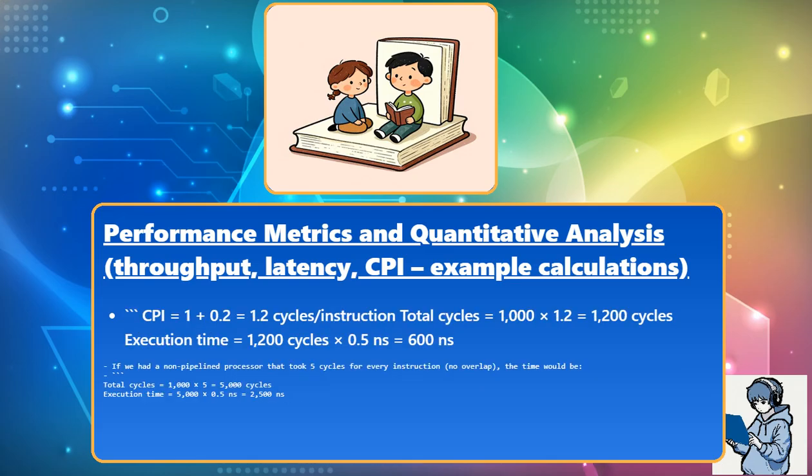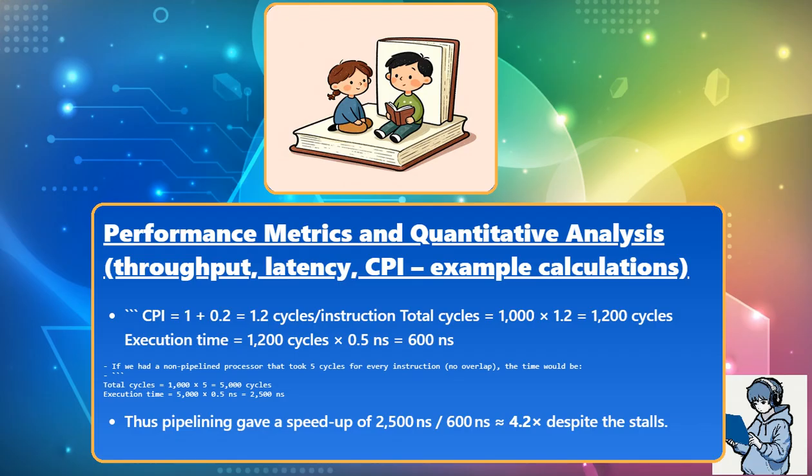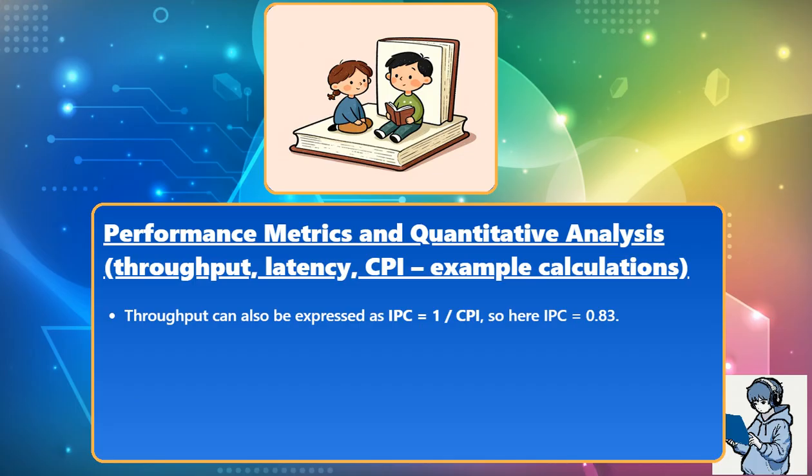total cycles equals 1,000 times 5 equals 5,000 cycles. Execution time equals 5,000 cycles times 0.5 nanoseconds equals 2,500 nanoseconds. Thus, pipelining gave a speedup of 2,500 nanoseconds divided by 600 nanoseconds, approximately 4.2 times, despite the stalls. Throughput can also be expressed as IPC equals 1 divided by CPI, so here IPC equals 0.83.